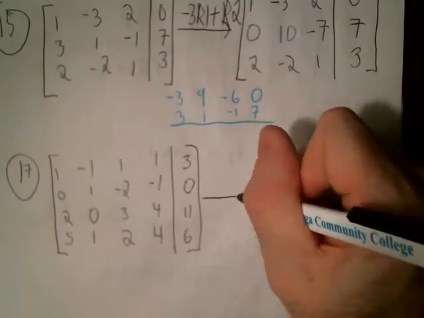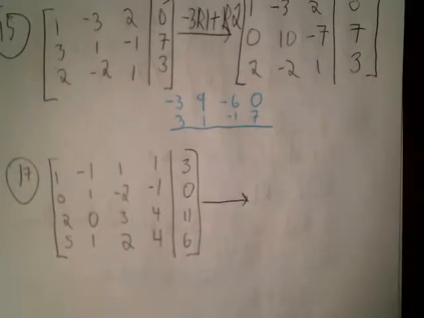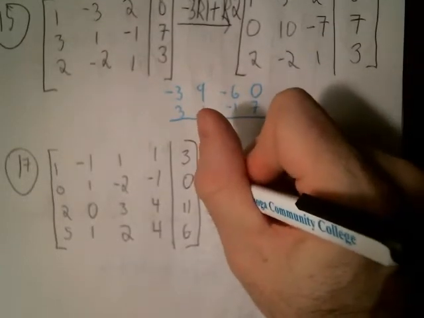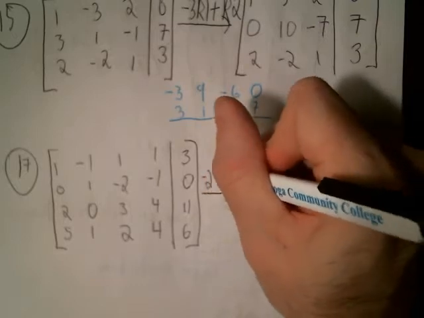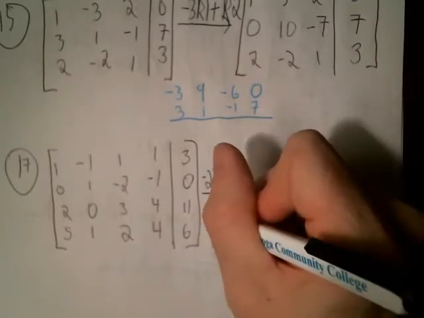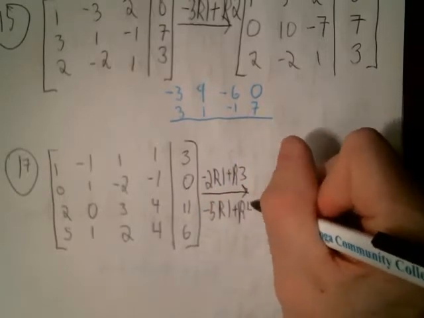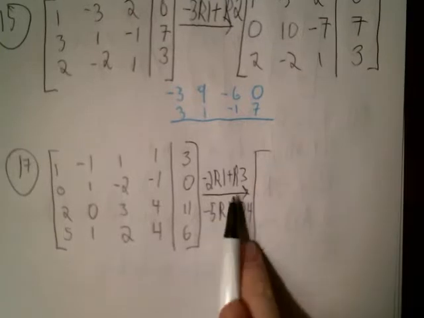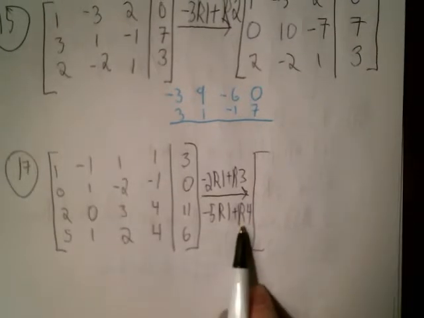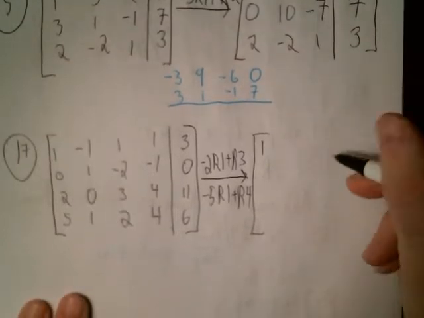Okay, so the book wants you to do two operations this time. First, -2 times row 1 plus row 3. And then the other one, -5 times row 1 plus row 4. So row 3 and row 4 will be changed. Row 1 and row 2 will be the same. So I'm just going to rewrite row 1 and row 2.